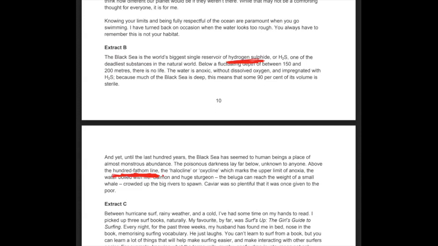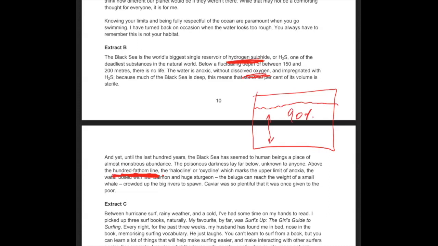So essentially this Black Sea is made up of so much of this hydrogen sulfide that oxygen doesn't actually dissolve in this water, which means that if you had a sample of the Black Sea, 90% of its volume is sterile. So 90% has absolutely no life in it, right? This entire section here, right?